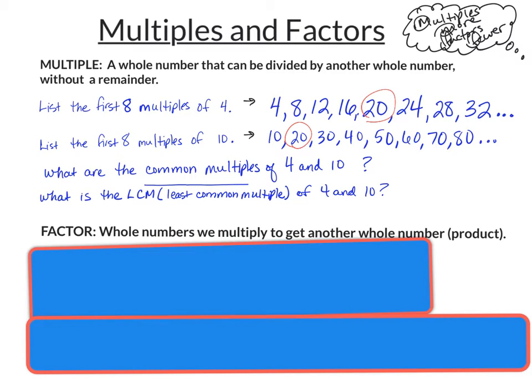Are there any other common multiples that have been listed? 24, 28, 32? No. The only common multiple that I've shown is 20. I could continue on and there would be more common multiples.